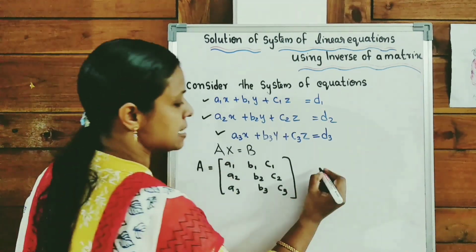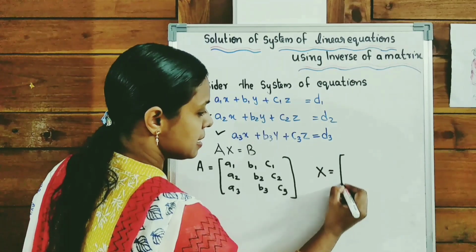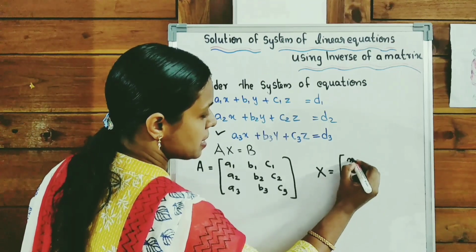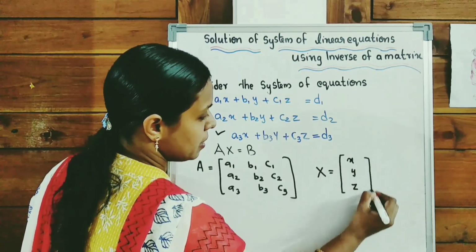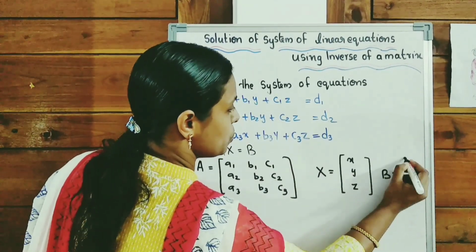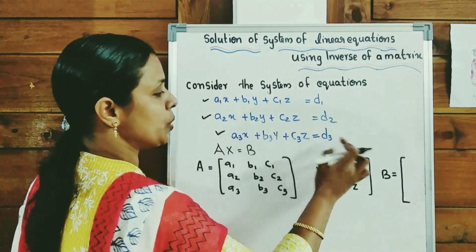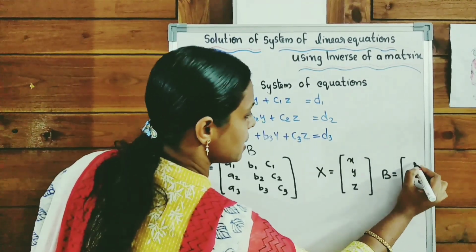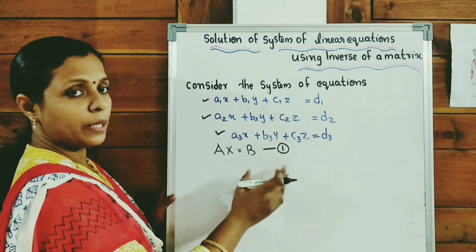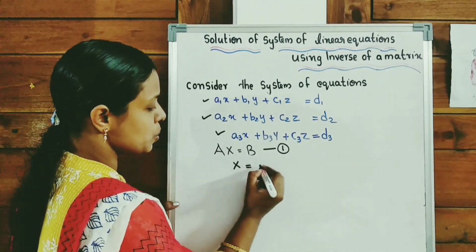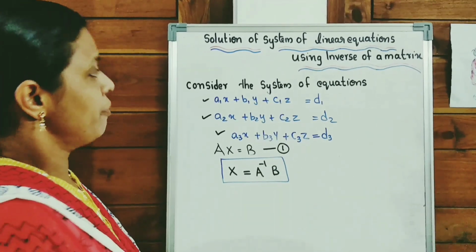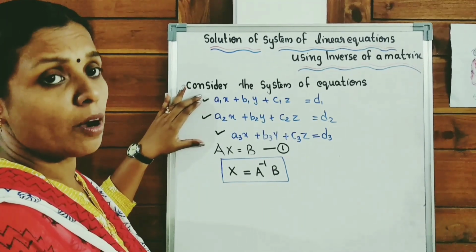And capital X is equal to matrix. Here the variables are x, y, z. So we can write it as a first column, that is x, y, z. Next we write capital B, that is capital B is equal to the constants d1, d2, d3. Write it as a first column, that is d1, d2, d3. From equation 1 we can write X is equal to A inverse B. Using this result we can find the solution of this system of equations.